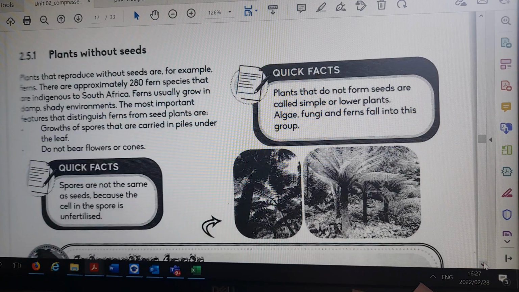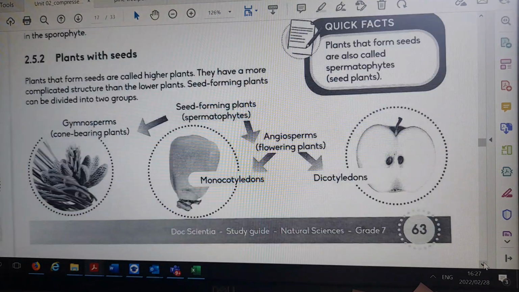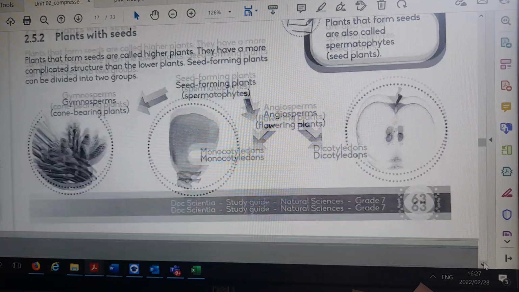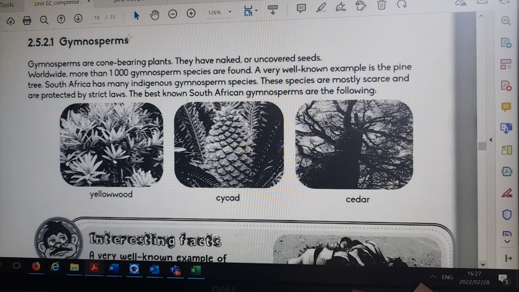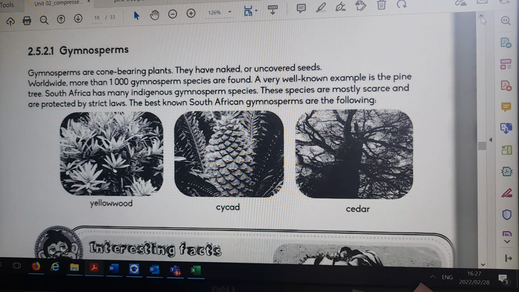Why are we still on the plants without seeds? Because I just wanted to give a background. Today we are looking at the cone-bearing plants, and they are called gymnosperms. Gymnosperms are cone-bearing plants. They have naked or uncovered seeds.